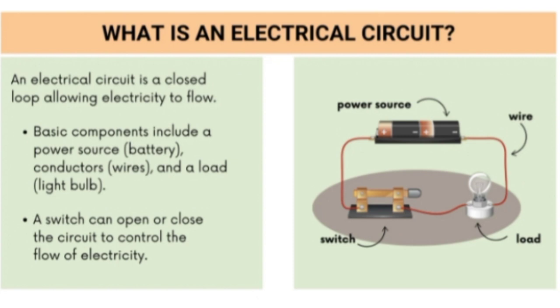What is an electrical circuit? An electrical circuit is a closed loop allowing electricity to flow. Basic components include a power source, battery, conductors, wires, and a load, light bulb. A switch can open or close the circuit to control the flow of electricity. An electrical circuit is a closed path through which electric current flows. It typically consists of a power source like a battery, conductors such as wires, and components like resistors, switches, or light bulbs.